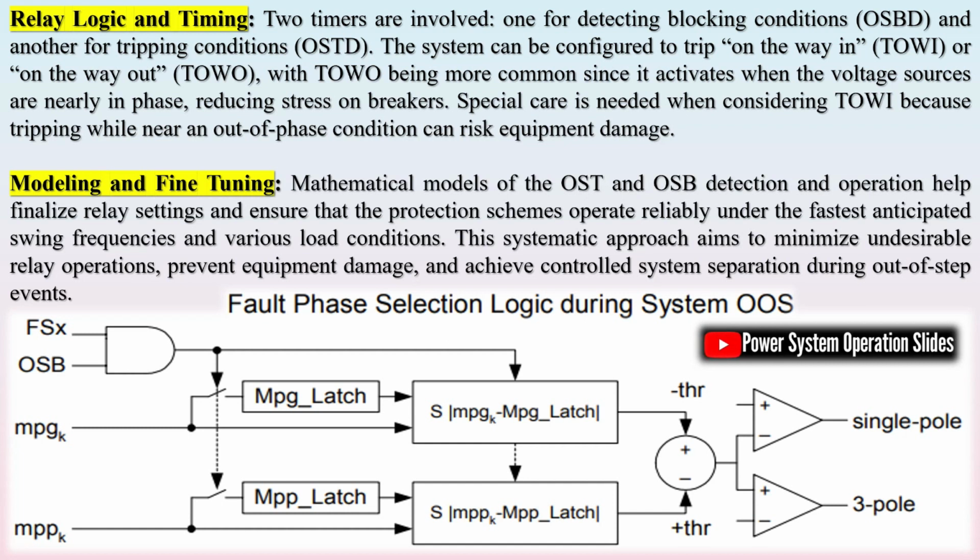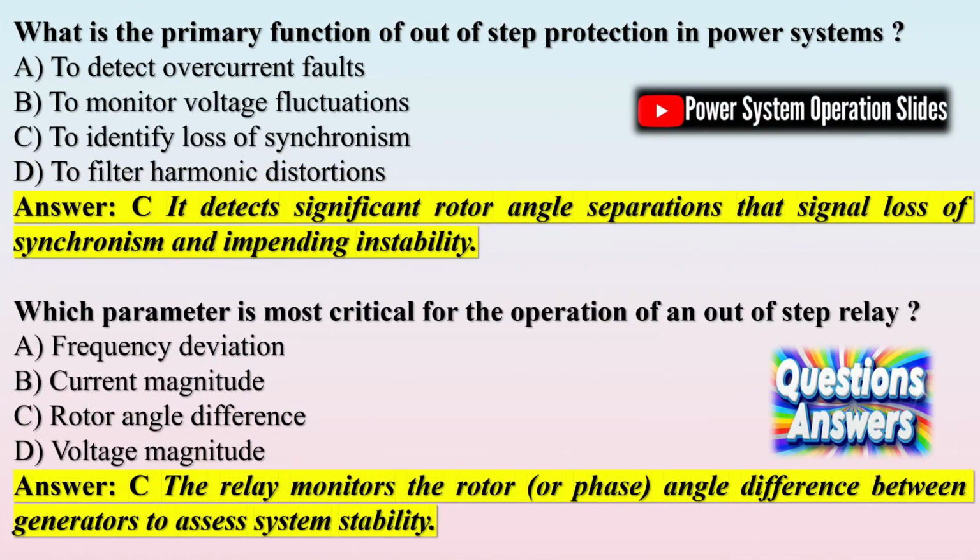Dynamic settings: because system conditions like load, system configuration, and even renewable penetration can change, these functions are often dynamically tuned based on transient stability studies and relay simulation results. Improved coordination: the integration of these functions with distance protection enables the system to detect and clear actual faults promptly, even during an ongoing power swing, by temporarily unlocking blocked relays under fault conditions.